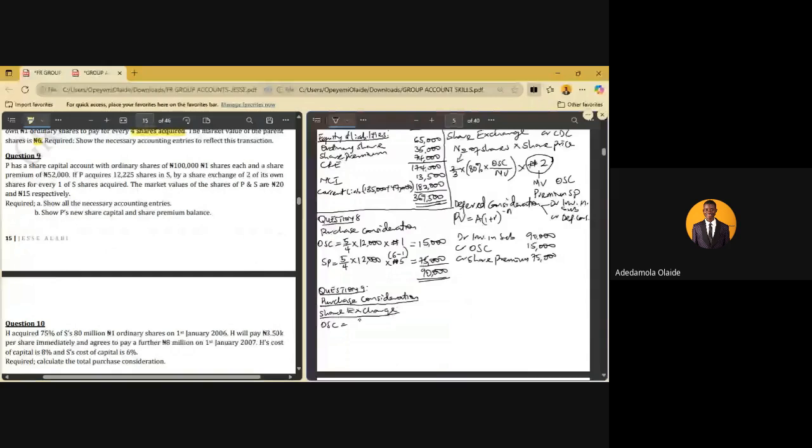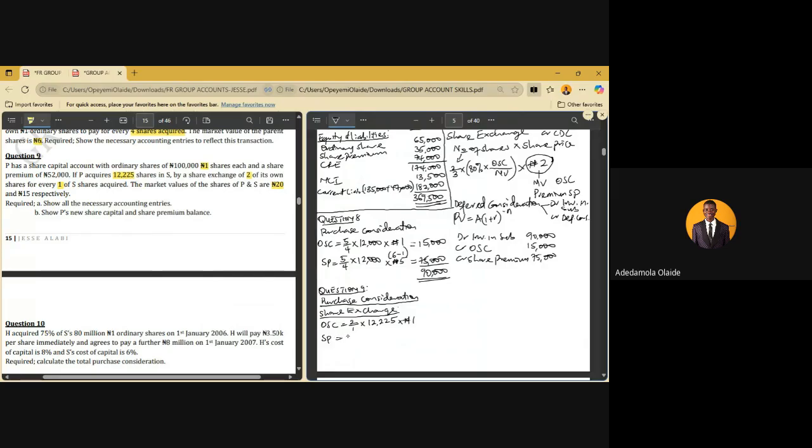The ordinary share capital portion of it will be, they said they are using 2 of their own for every one acquired. So that will be 2/1 multiplied by how many shares they are acquiring, 12,225. Multiplied by what share price? It will be the share price of the parent, which is 20. But what did they give us as the nominal price? 1 naira. Ordinary share capital is always at nominal value, so in this case it will be 1 naira.